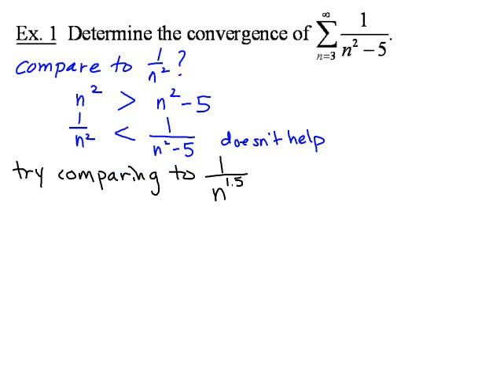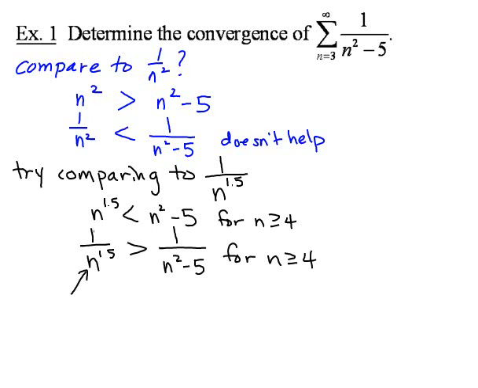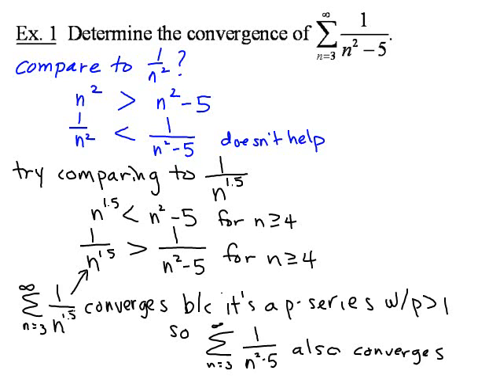Maybe I can try comparing to 1 over n to the 1.5 instead. By plugging in some numbers, I find that n to the 1.5 is less than n squared minus 5 for all n greater than or equal to 4. Which means that 1 over n to the 1.5 is greater than 1 over n squared minus 5 for n greater than or equal to 4. The series 1 over n to the 1.5 converges because it's a p-series with p greater than 1. So by the comparison test, 1 over n squared minus 5 also converges.